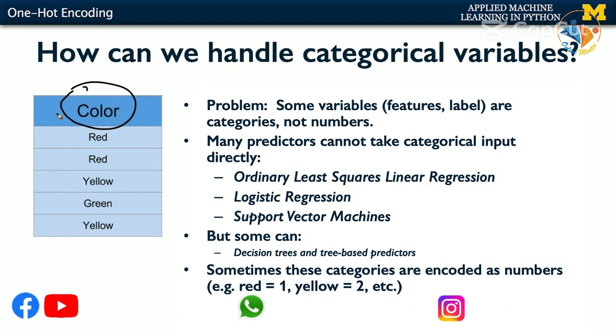And by the way, some of these categories are encoded as numbers. Even though they're not numerical data, the categories might get mapped to numbers. So red might equal 1, yellow might equal 2, for example. So even if a column in your data set looks like it's a numerical feature, it may actually be a category feature encoded using numbers. So just be aware of that.